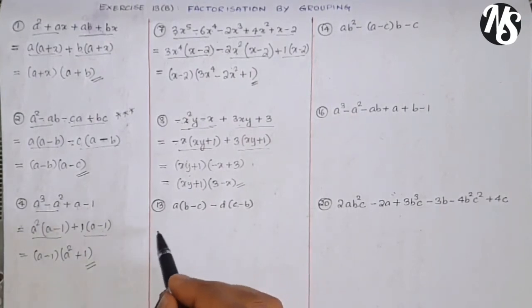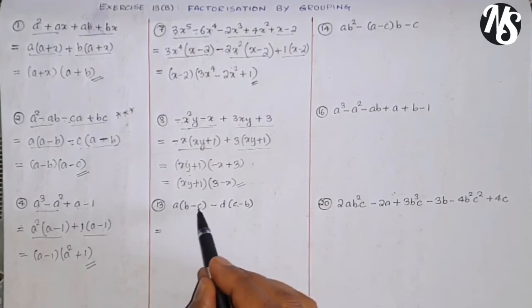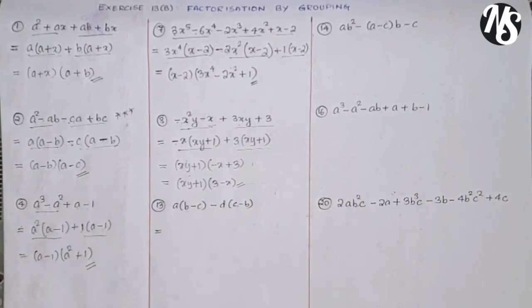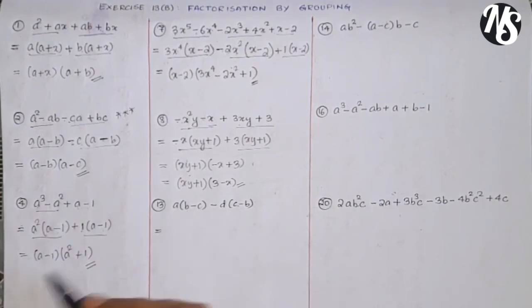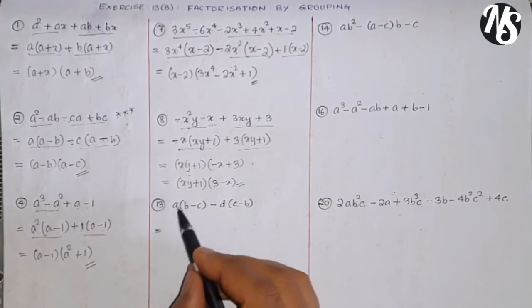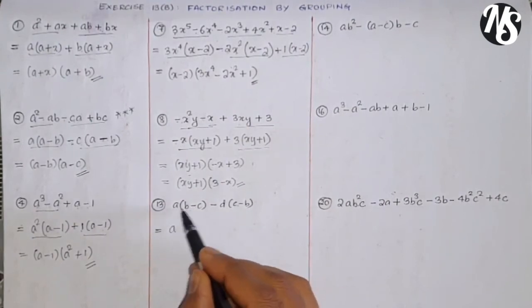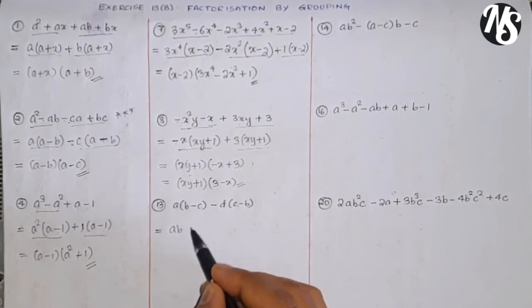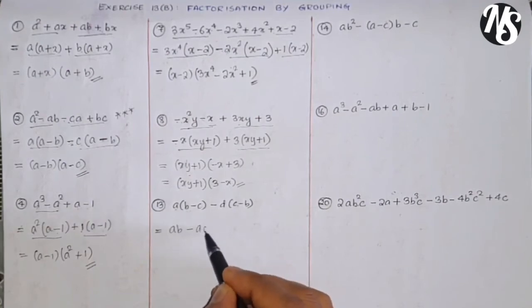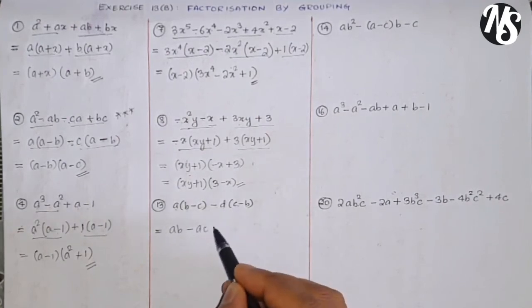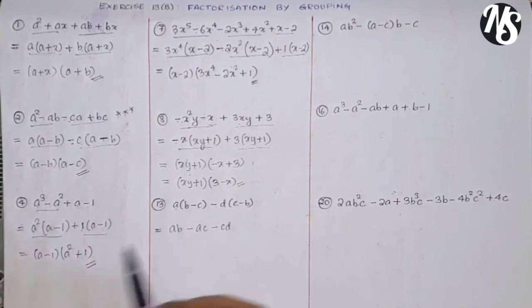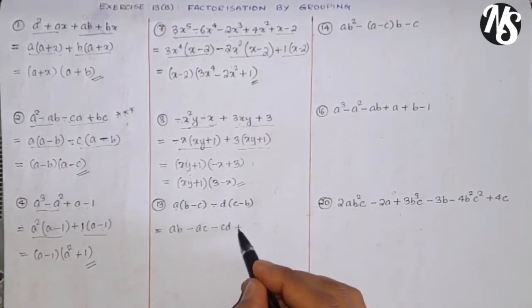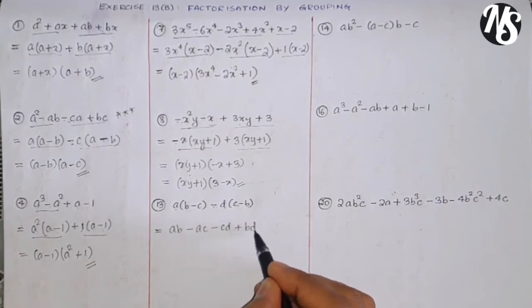Let's see this one. Here we have b minus c, and here we have c minus b. Are they same? No. In such a case, what we do is open the bracket. So let's open the bracket. a into b is ab, minus a into c is ac, minus d into c is minus cd, and minus into minus is plus, d into b is bd.